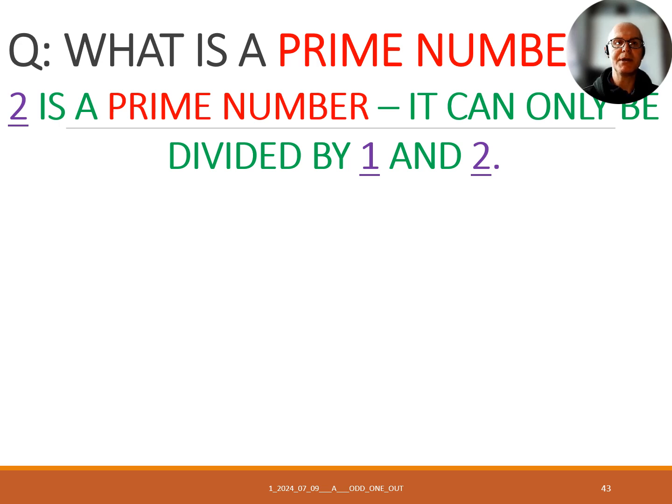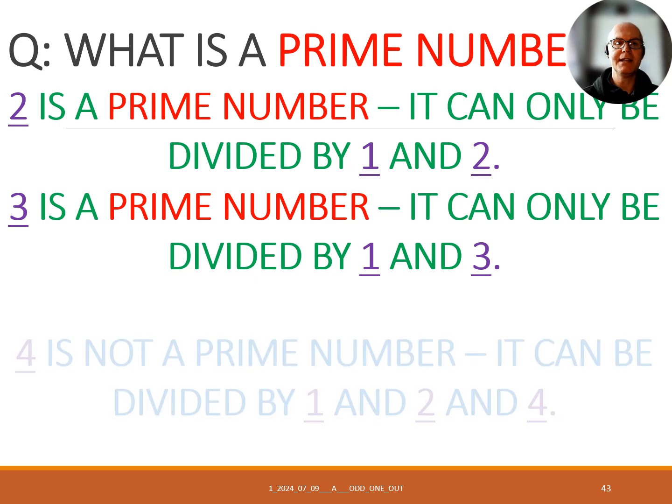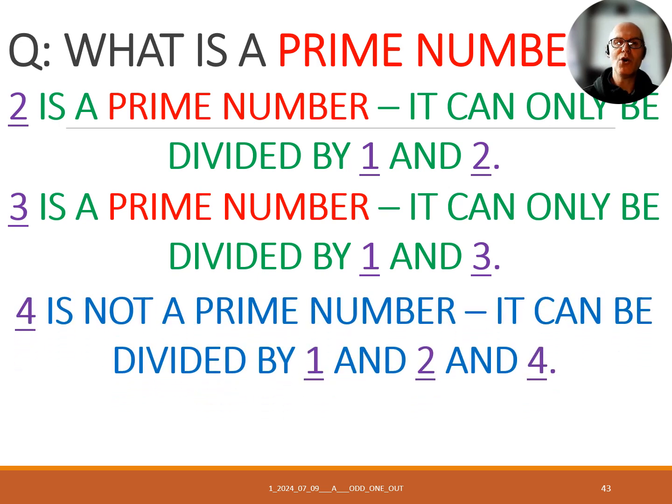Two is a prime number. It can only be divided by 1 and 2. 3 is a prime number. It can only be divided by 1 and 3. 4 is not a prime number. It can be divided by 1, 2 and 4. It can be divided by 3 different numbers.